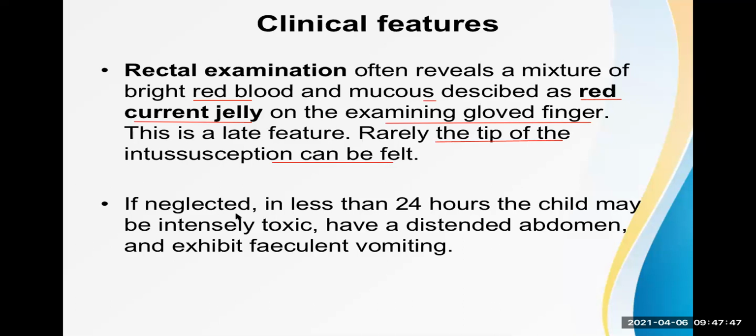If intussusception is neglected, in less than 24 hours, the child may be intensely toxic, have a distended abdomen, and exhibit feculent vomiting. Now, this distended abdomen, intensely toxic, and feculent vomiting are features of large bowel obstruction. Okay. On top of that, small bowel obstruction is also there, and then peritonitis has already occurred because of the probable rupture or perforation or migration of the bacteria there. So this case should be diagnosed a bit early and managed accordingly.